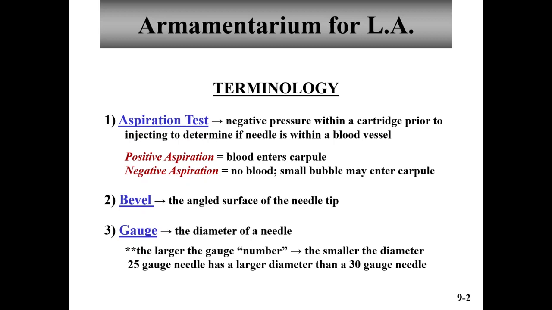So an 18 gauge needle looks like a roofing nail, okay? And a 25 or a 30 gauge needle looks like a sewing needle, much, much thinner, much smaller. So the larger the number when we're talking about gauge, the smaller the diameter. All right, so a 25 gauge needle has a larger diameter. It's a bigger needle than a 30 gauge needle, okay?